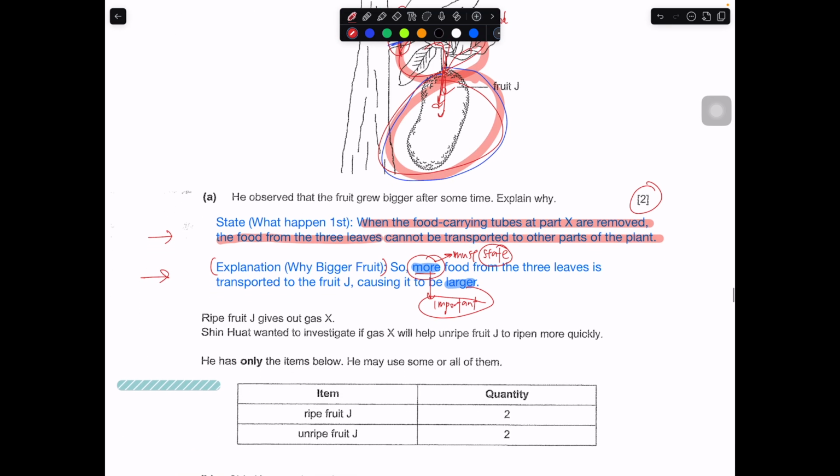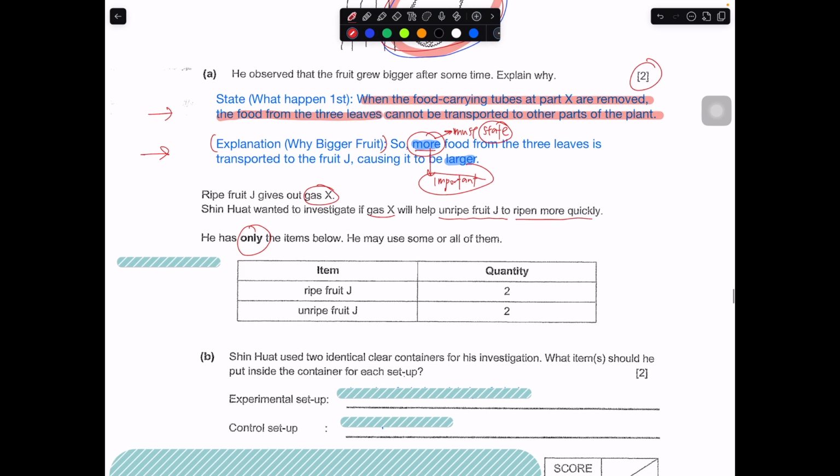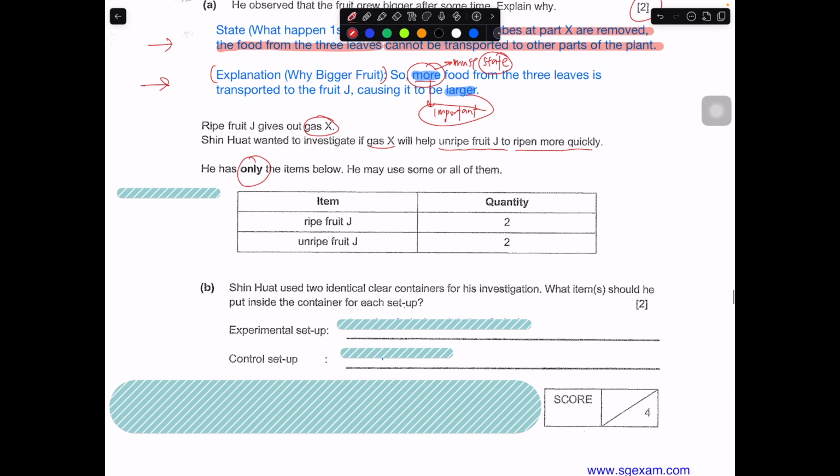Okay, so over here, ripe fruit J gives out gas X. Xinhua wanted to investigate if gas X will help unripe fruit J ripen more quickly, or faster. So he has only the items below. He may use some or all of the items. Over here you've got 2 ripe fruit J and 2 unripe fruit J. Xinhua used 2 identical clear containers for his investigation. What items should be placed inside the container for each setup?